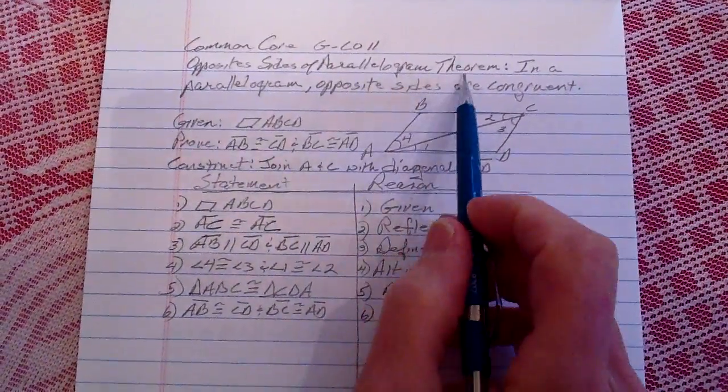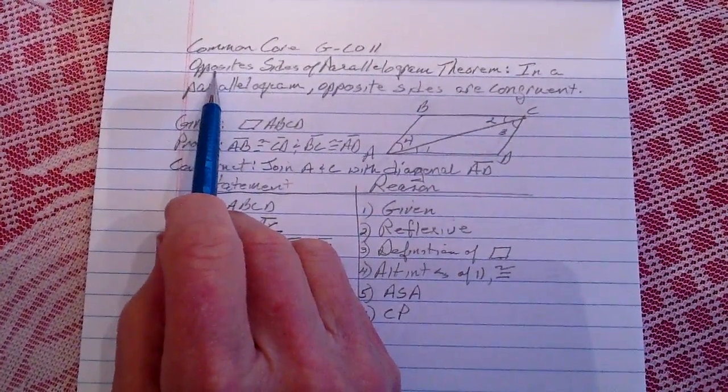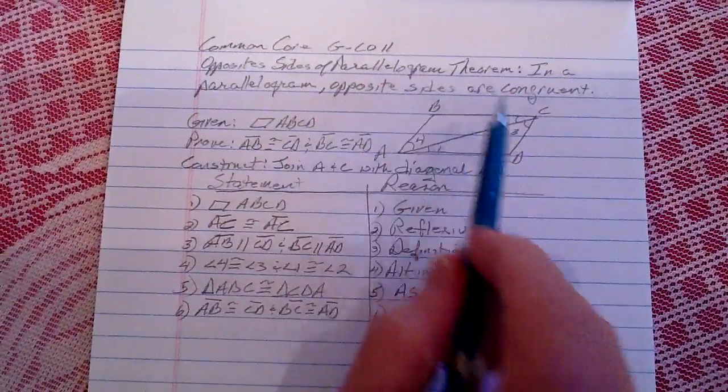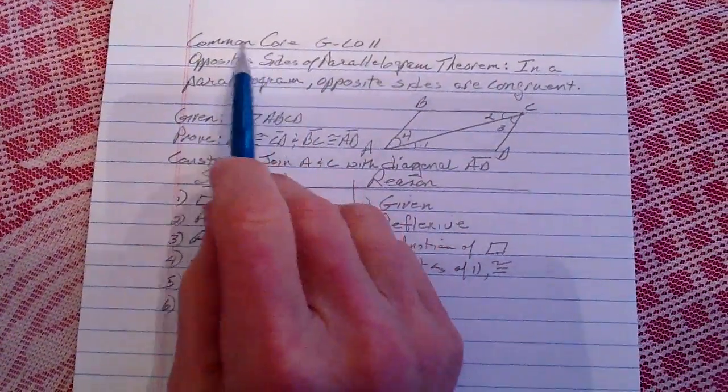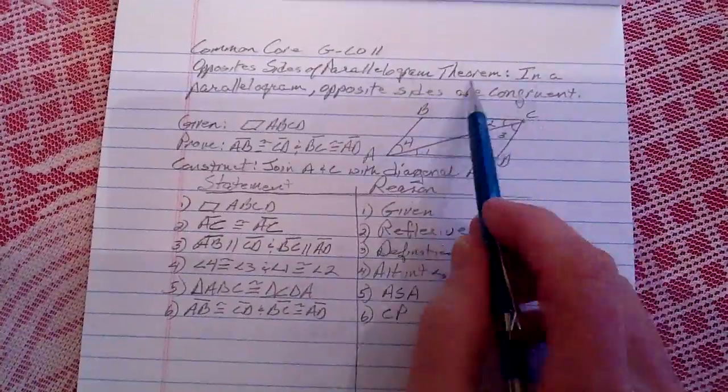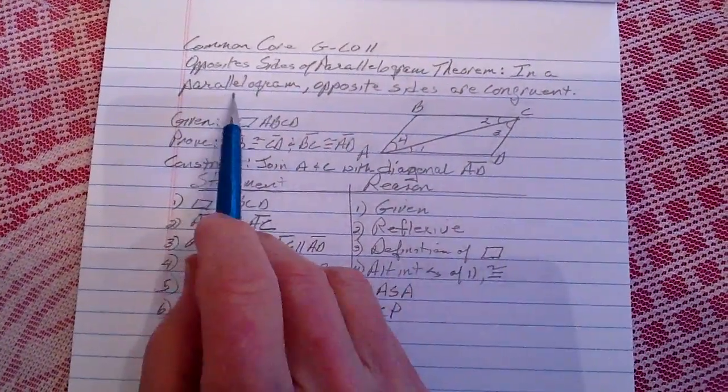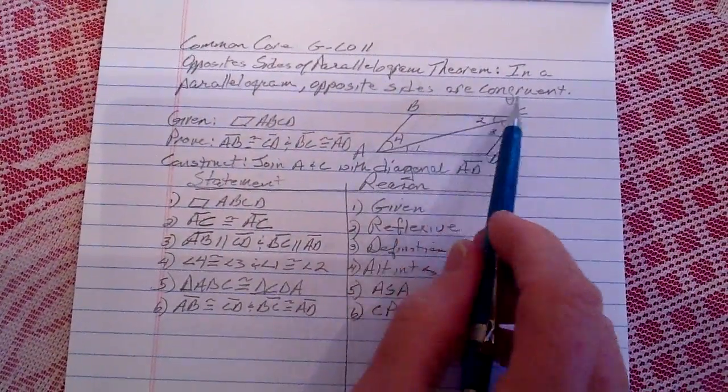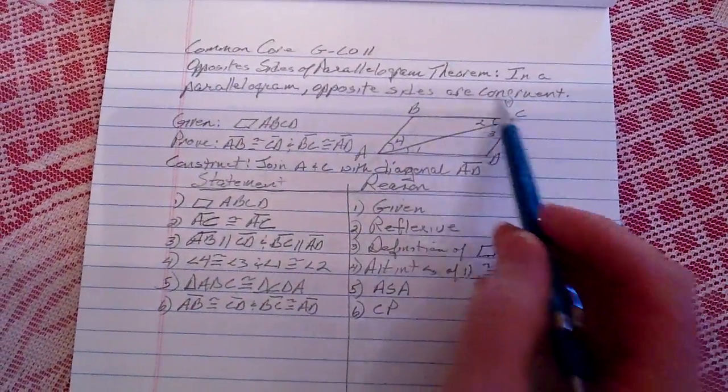Today, we're going to prove the theorem of opposite sides of a parallelogram. That theorem is part of the Common Core objectives, and the theorem states that in a parallelogram, opposite sides are congruent. Now, the first thing is we have to sketch.